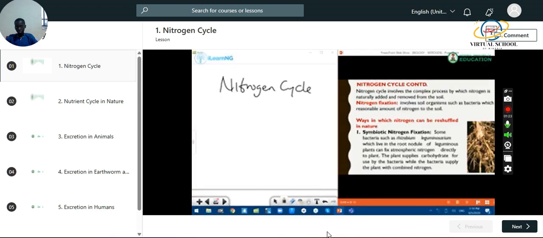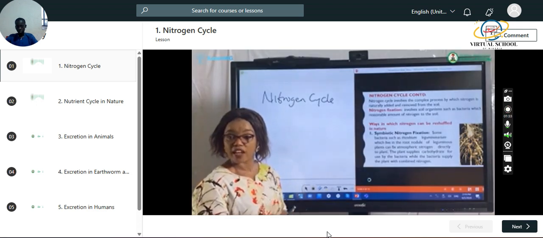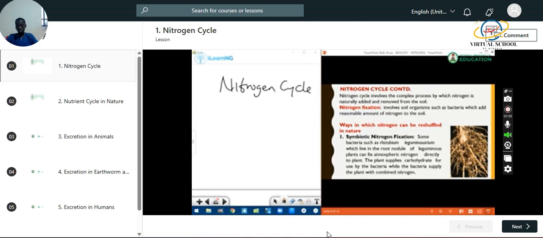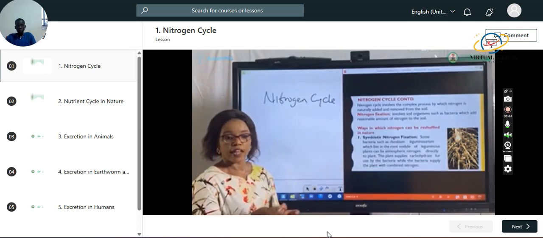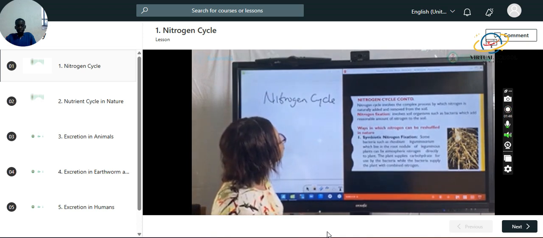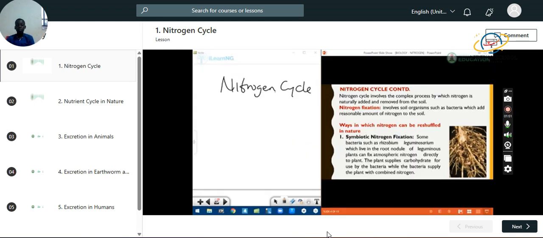The nitrogen cycle involves the complex process by which nitrogen is naturally added to and removed from the soil. So we're going to see how this nitrogen is added to the soil and how it is removed. Let's look at nitrogen fixation. Nitrogen fixation involves soil organisms such as bacteria which add a reasonable amount of nitrogen to the soil.